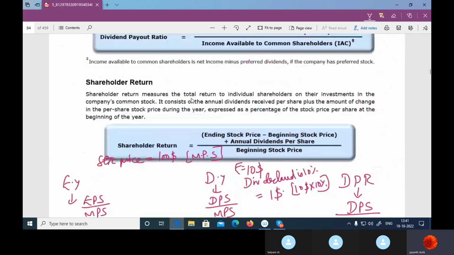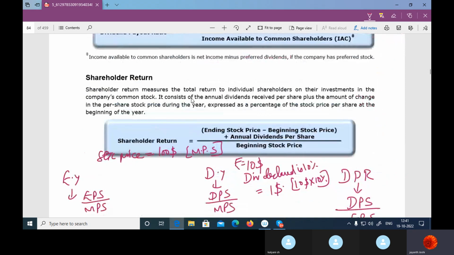Now we'll discuss shareholder return. Suppose you bought a stock for $100. I'll call that P naught. And let's say the stock price right now is P1, like $150. And the company has given you a dividend of $10.